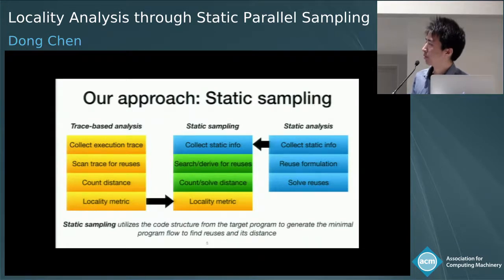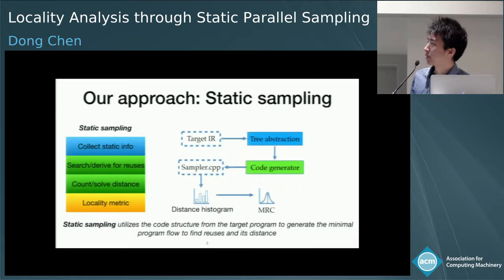Our approach, static sampling, utilizes the code structure from the target program to generate the minimum program flow to find the reuse and its distance, which removes the need for reuse formulation and solving. So the affine restriction is no longer there.